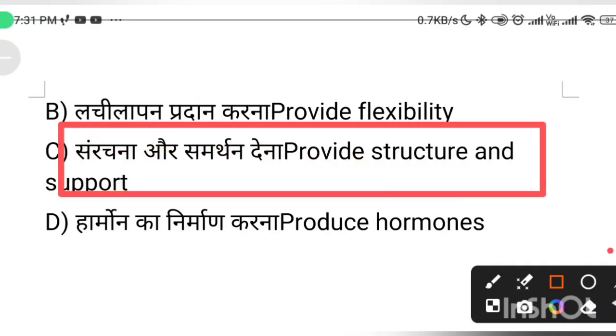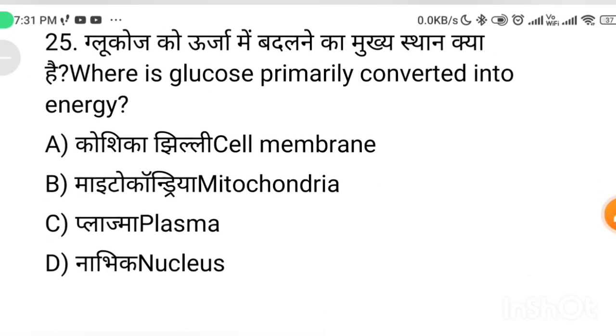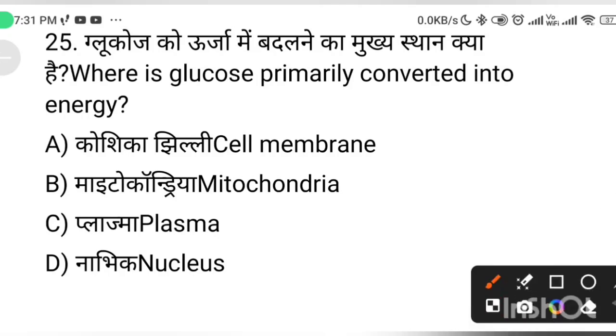Next question. Where is glucose primarily converted into energy? Option A, cell membrane. Option B, mitochondria. Option C, plasma. Option D, nucleus. Correct answer is option B, mitochondria.